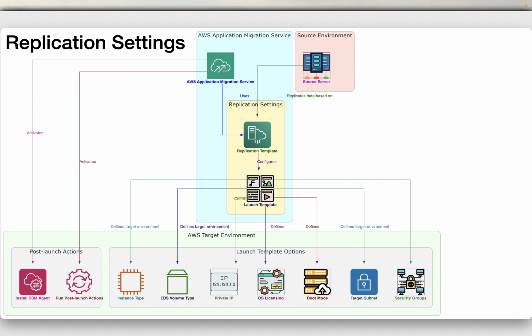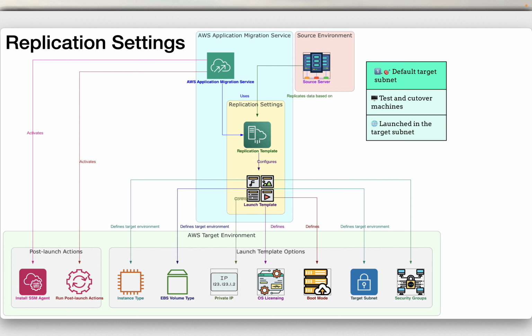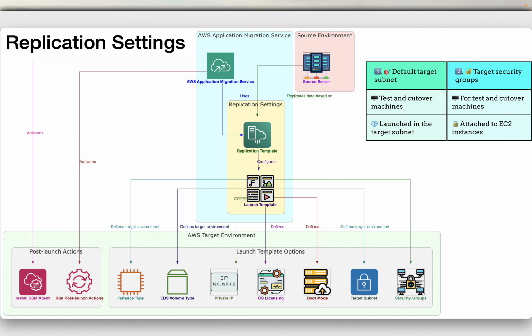Next is the default EC2 launch template options. You choose the target subnet for the test and cutover machines. All the test and cutover machines will be launched in this target subnet. You choose a number of security groups for the test and cutover machines. Upon the target launch, the selected security groups will be attached to the EC2 instances.